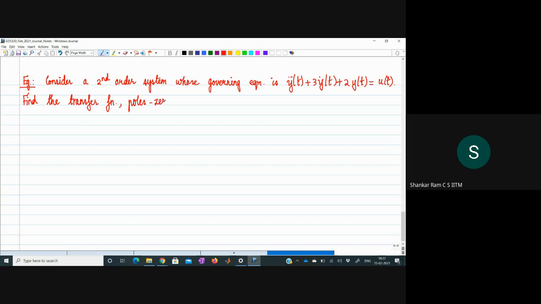Right. So let's just recap. Let me do the entire process once so that we refresh our memory, and then we should be able to carry on, right? So essentially the governing equation is y double dot t plus 3 times y dot t plus 2y of t is equal to u of t. So that's the governing equation. So we take the Laplace transform on both sides.